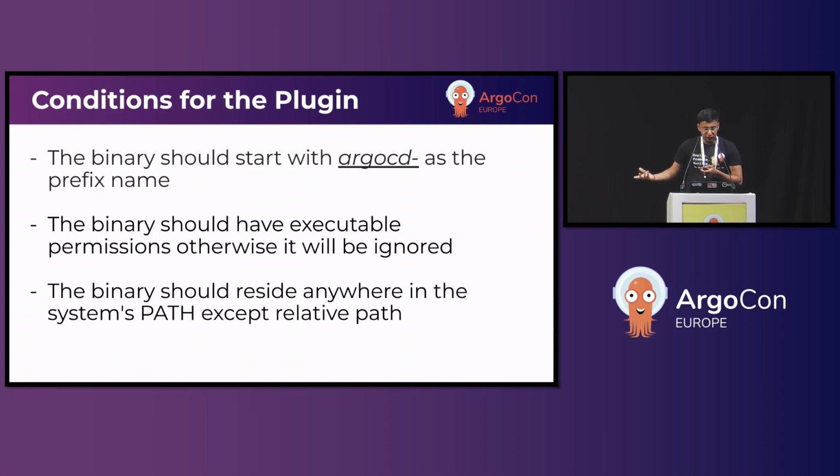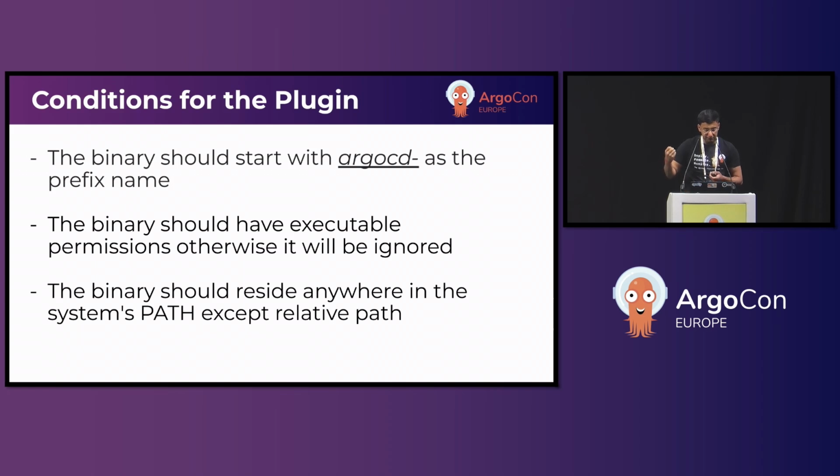So what are the conditions for the plugin? How should a plugin be executed in the first place? The first condition is that the executable binary should always start with argocd- as a prefix. The reason for this convention is that there are a lot of binaries that could be placed on your system's path, so we need a way to find which binaries are associated with Argo CD or not. Second, the binary should have executable permission. Otherwise, it's going to get ignored by Argo CD.